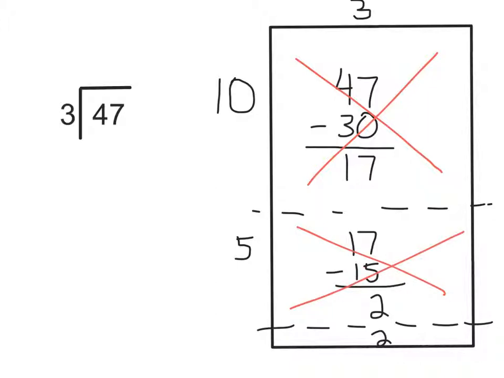So now what I'm going to do is add up my friendly numbers. 10 and 5. 10 and 5 is 15 with a remainder of 2. Now let's do one more example. So in this case, we're doing 64 divided by 4.